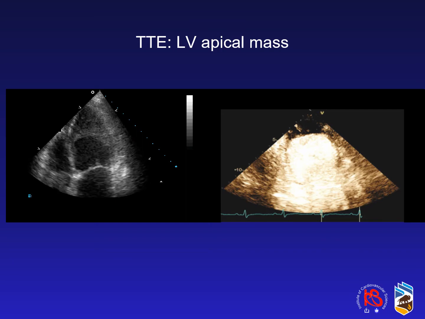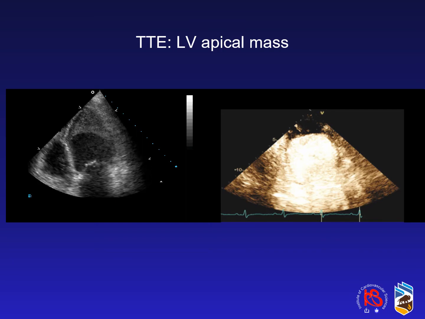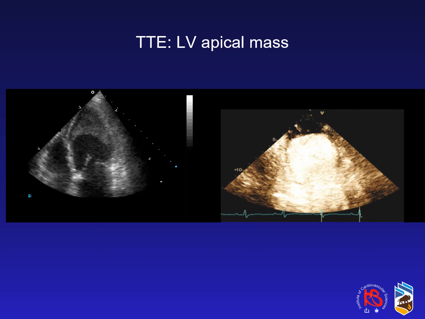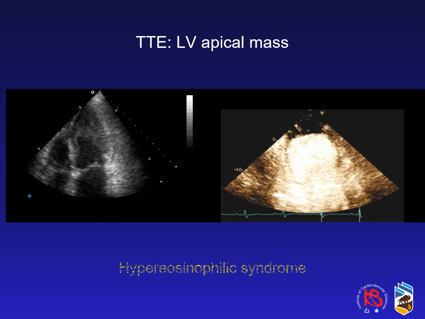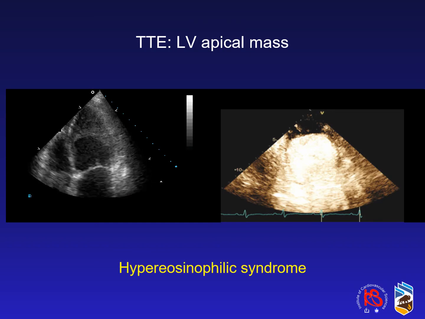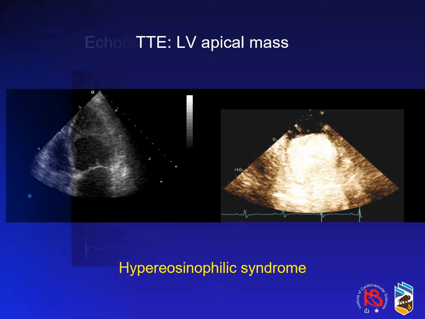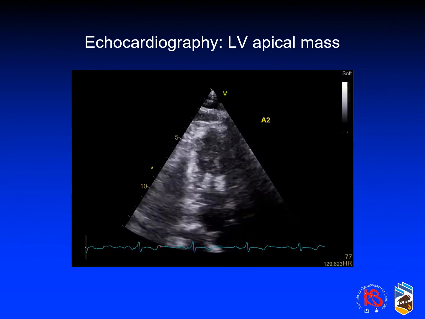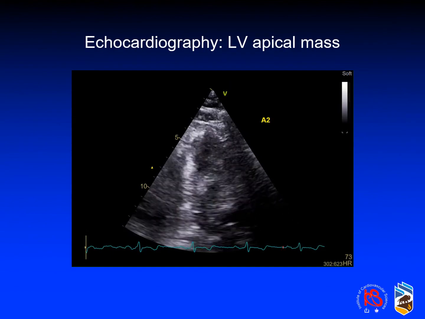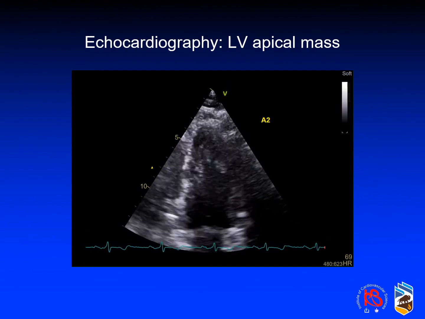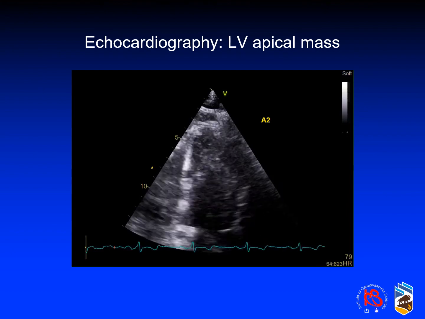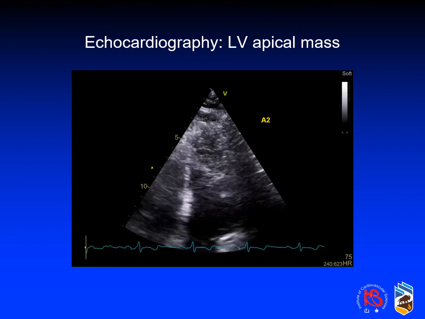On these echocardiographic images without and with contrast, this is an individual who presents with myalgias and was found to have evidence of increased eosinophilic count on their blood work, consistent with hypereosinophilic syndrome. And finally, this is a unique case of an individual where in echocardiography, one can appreciate that there are multiple echo-dense masses present within the LV apex.